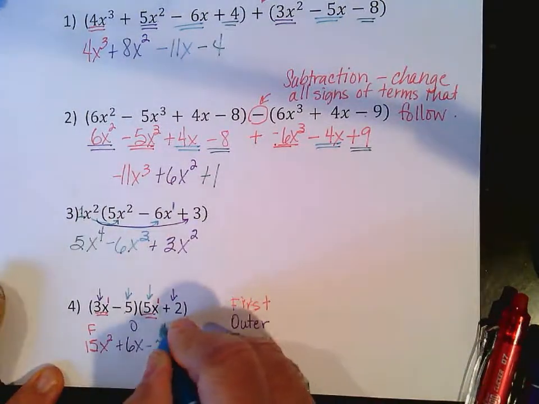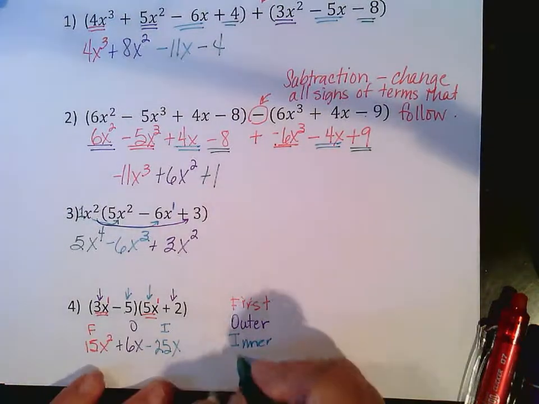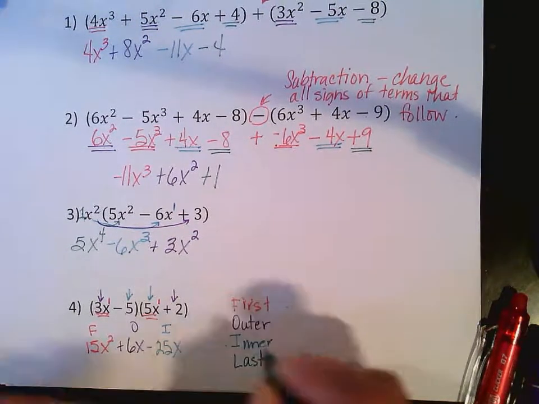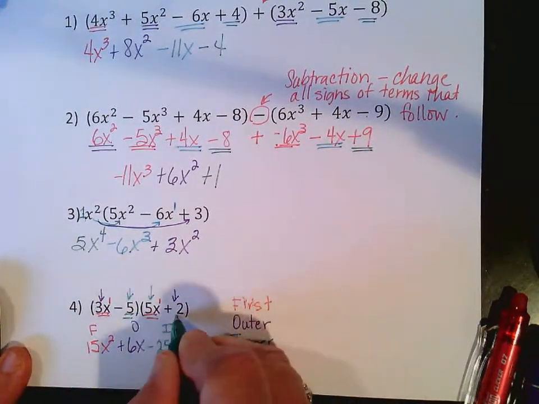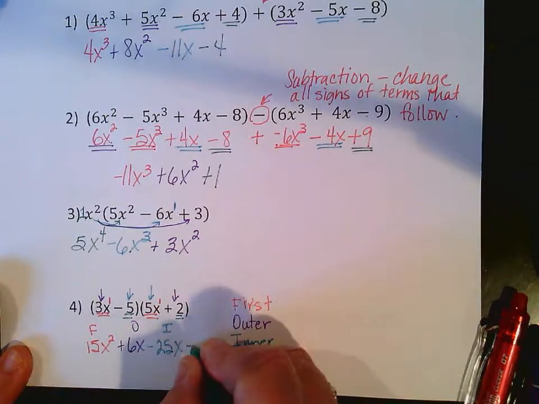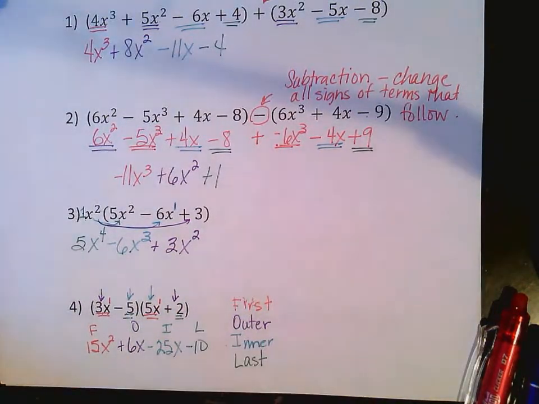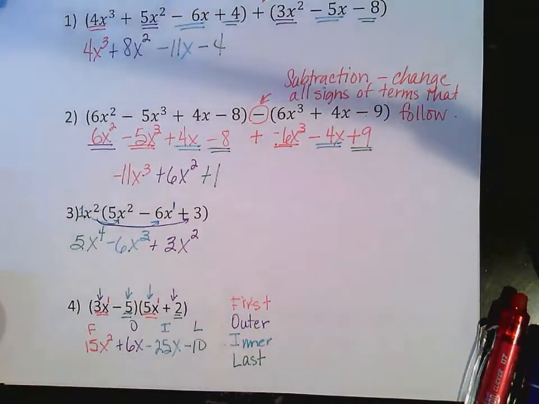This is my I. And then the L of FOIL is my last term. So I'm taking negative 5 and positive 2. Negative 5 times positive 2 is a negative 10. And that's my last term. So first, outer, inner, last when you have a binomial times a binomial.